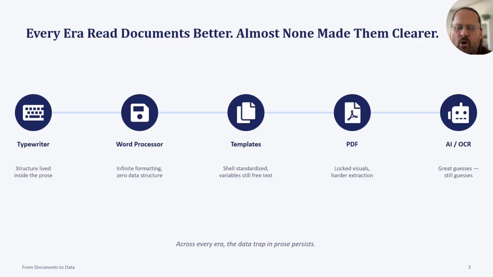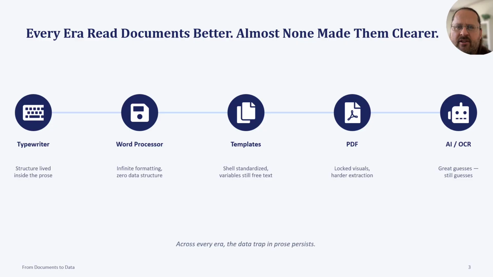Era 5, the OCR and AI era, which is now. And I want to be honest and slightly contrarian here, because this is the part people get wrong. AI and OCR can now read almost any document and make a very good guess at the data inside it. That is genuinely useful technology. But say this sentence to yourself. AI reading a badly structured document is still guessing. It is a very, very good guess. It is still a guess.